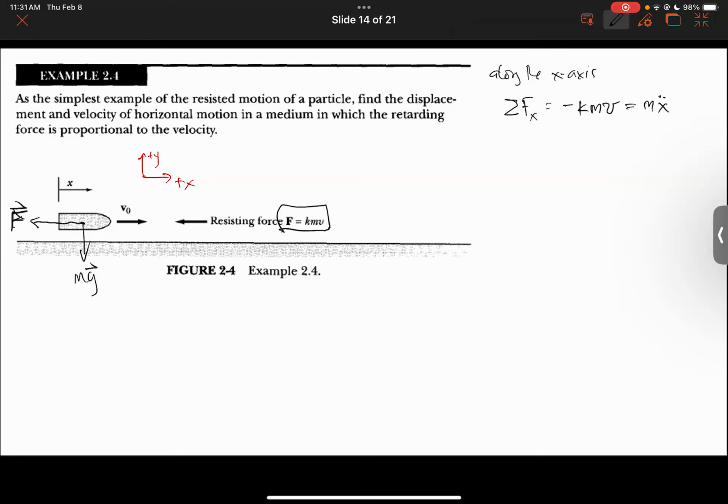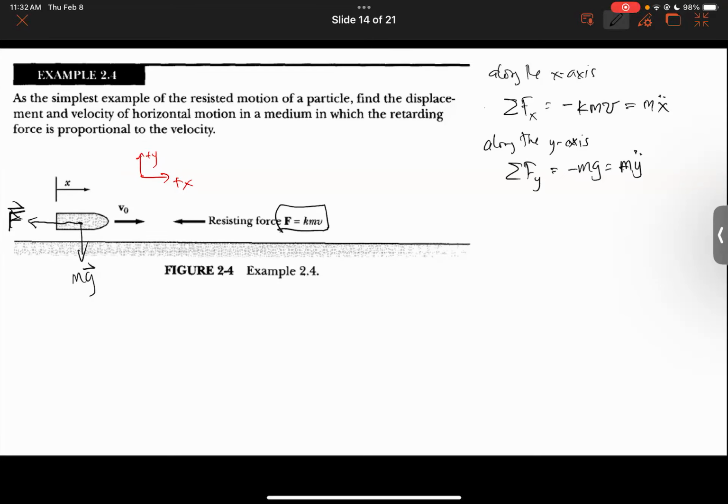Okay, and then along the y-axis, it's just the weight. So wala naman tayong kailangang i-consider dyan. Sige, sulat na lang natin for completion. Along the y-axis, sum of F_y is equal to negative mg is equal to m y double dot. Okay. So let's use this first equation of motion, yung equation along the x-axis.